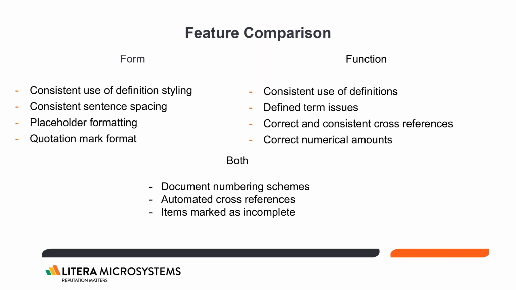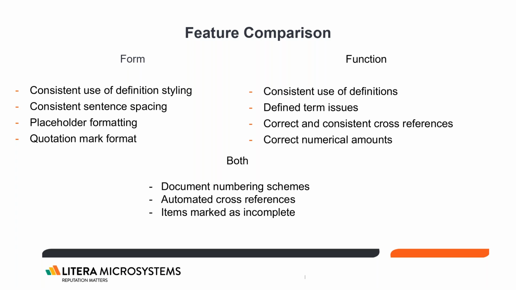For function, we tend to classify things that affect the actual legal interpretation of what's been written down. So definitions: if you are consistently referring to something that you've defined, if you forget to do that, or if you do it incorrectly, that can have an effect on legal interpretation. In court, somebody could read this and get to an entirely different conclusion as to the drafter's original intent. Other types of defined term issues fall into that bucket as well.